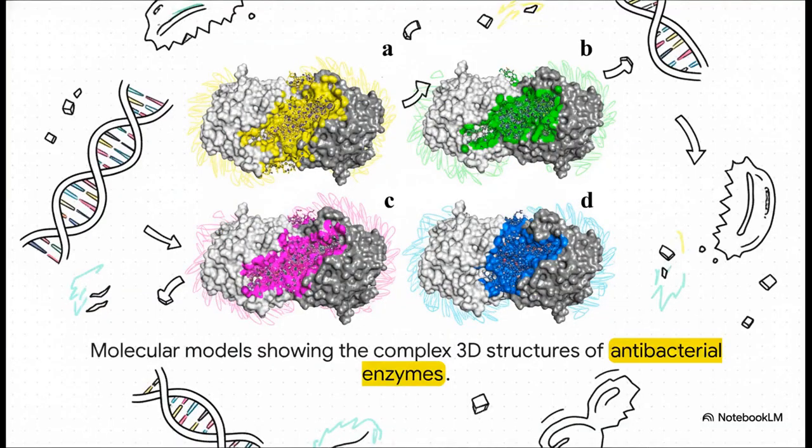And if you look here, you can see what these enzymes look like. You see, they are not simple shapes. They are very complex proteins. Each enzyme has a unique 3D shape, and this specific shape is what allows it to attach to the bacteria and destroy it. It's almost like a specific key that fits into a specific lock.